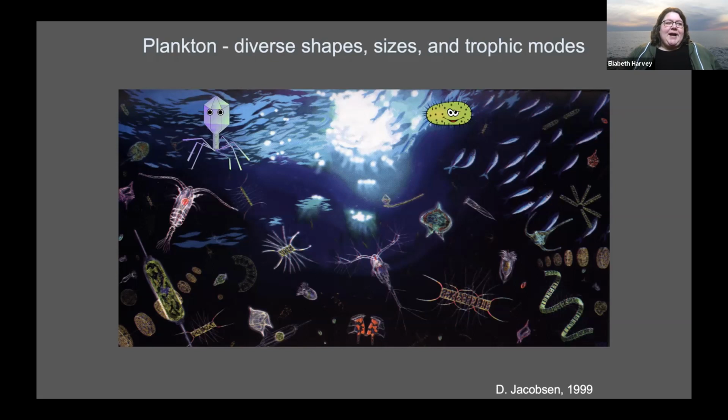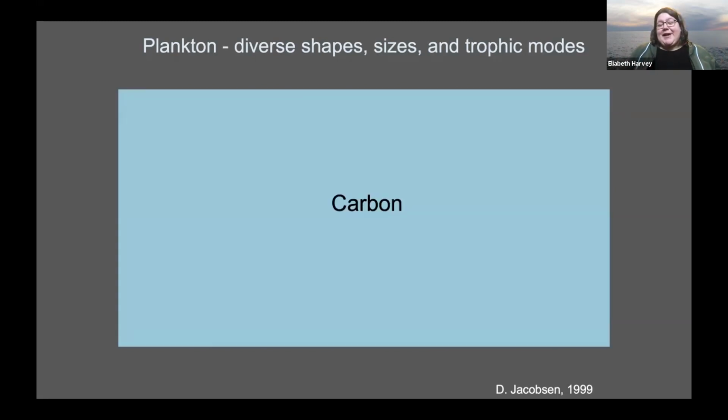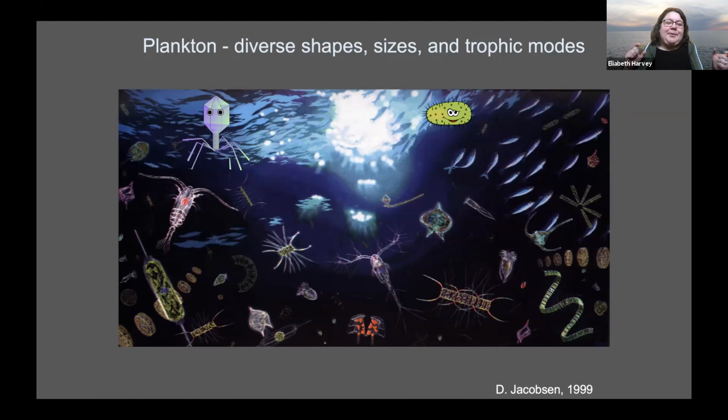And I know many of my physical or chemical oceanography compatriots in the audience here may tend to think about plankton in terms of just a box of carbon. And I can appreciate that and I can understand that. But in my research, I really like to look at plankton on the individual level. And so a lot of the work that is done in my lab really focuses on what phytoplankton are there, what are they doing, who are they interacting with, and then how does that impact ecosystem structure, ecosystem health, biogeochemical cycling, things of that nature.